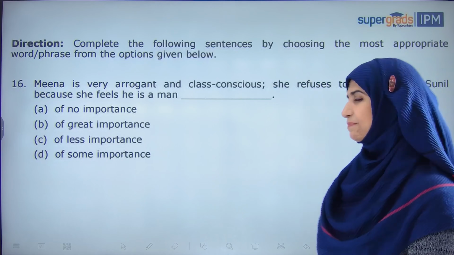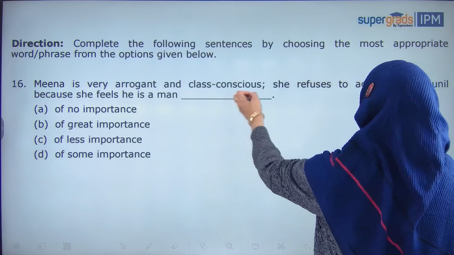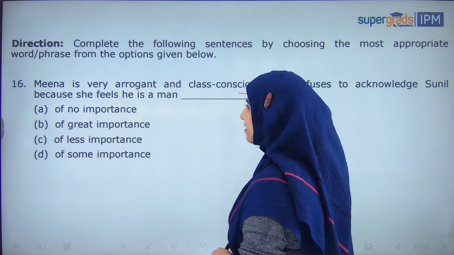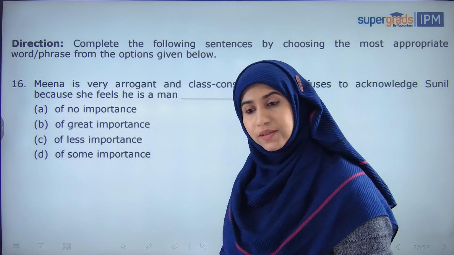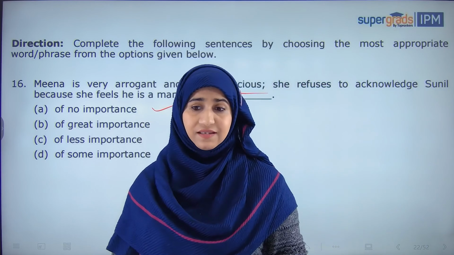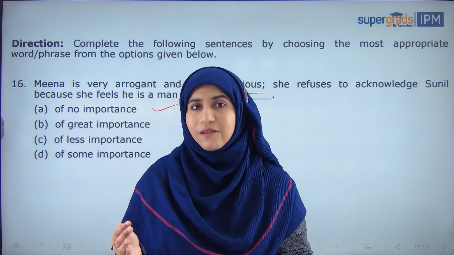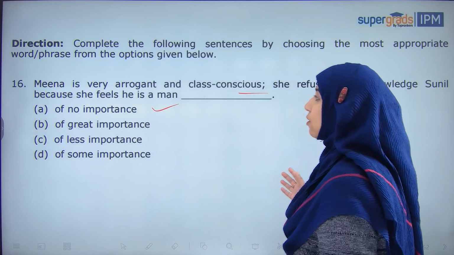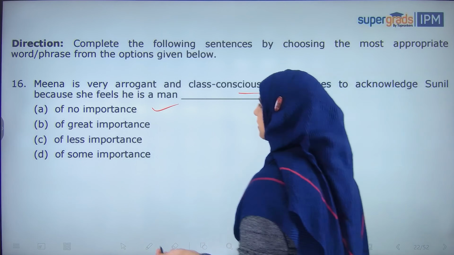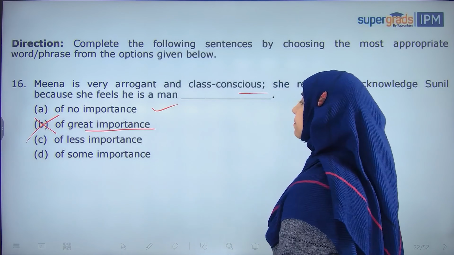Question 16. Meena is very arrogant and class conscious. She refuses to acknowledge Sunil because she feels he's a man of no importance. Fits well. Somebody who is insignificant, right? She's very class conscious, feels very superior, and she looks down upon Sunil. Okay, he's a man of no importance, no significance. Looks good. Of great importance cannot be, it is contradictory.